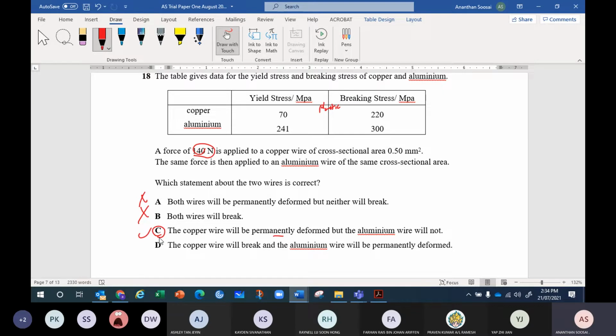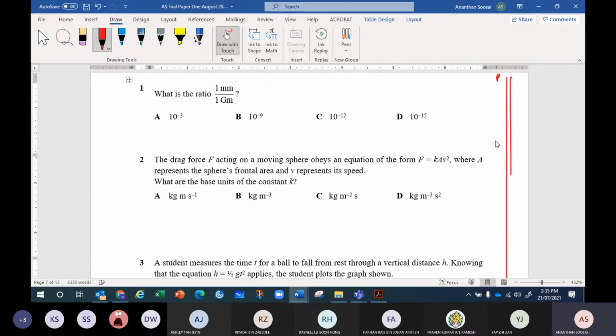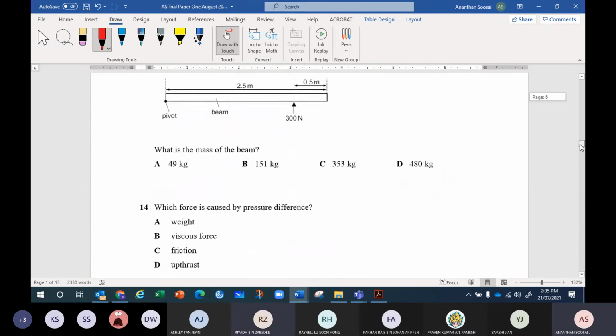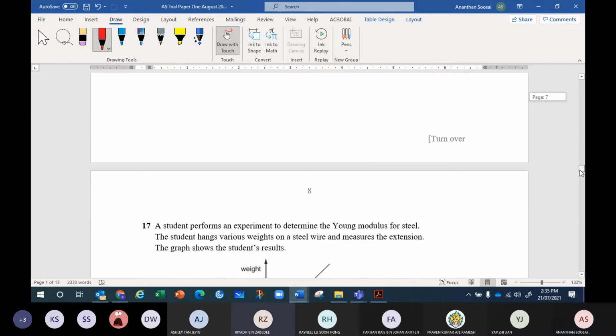Okay. Riyad, you got an idea? Which part don't you get? Yeah. You don't have to calculate the stress. No need to calculate the stress. They already give the limits. So what do you understand by yield stress? Yield stress means this is the cutting point, where at 70, the copper will get into plastic deformation already.